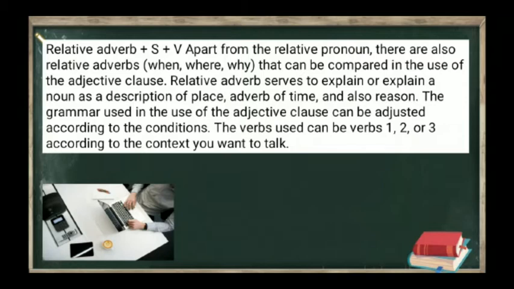Relative adverb plus subject plus verb. Apart from the relative pronoun, there are also relative adverbs when, where, why that can be compared in the use of the adjective clause. A relative adverb serves to explain a noun as a description of place, time, and also reason. The grammar used in the adjective clause can be adjusted according to the conditions. The verb used can be verb 1, 2, or 3 according to the context you want to talk about.